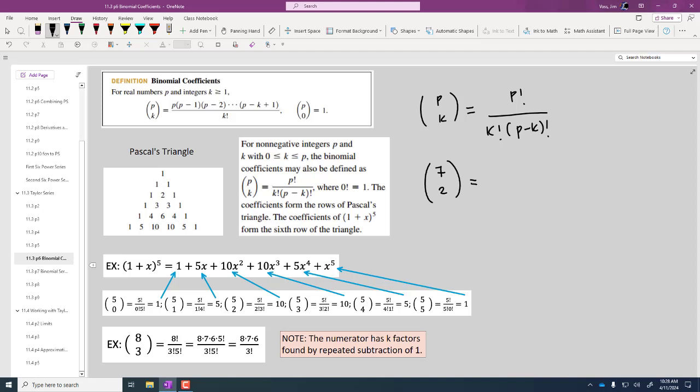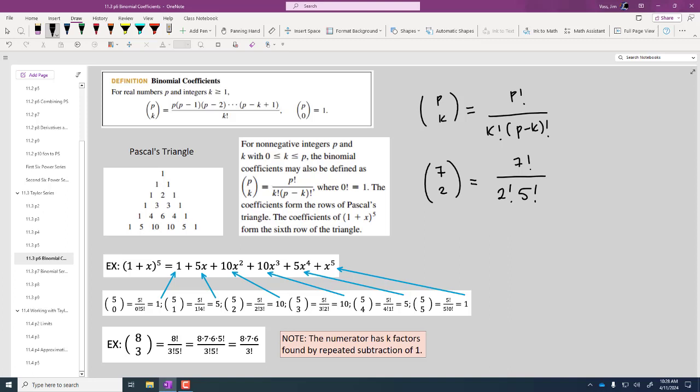So here's how we would traditionally do it. We would do 7 factorial divided by 2 factorial. So it's the upper number, the P factorial, the lower number, the K factorial, and then you multiply by the difference. So then you take the difference. 7 minus 2 is 5. So that's how we fill in the denominator with that extra factor.